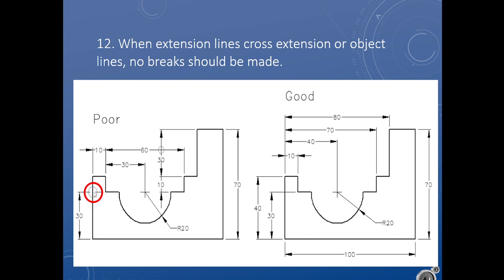Don't break your lines over object lines. Your dimension lines or your extension lines can cross right through object lines. That's fine. And here again, avoid crossing dimension lines at all. Rearrange things so your dimension lines do not cross.